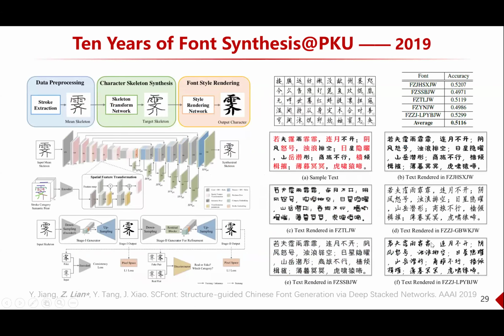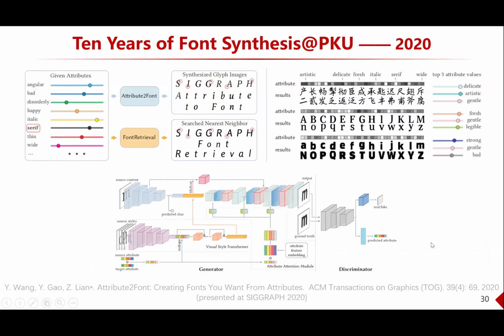And in the same year, we also developed a structural information guided Chinese font generation model based on deep neural networks. The core idea involves a two-stage generation process and a strategy that separately handles the stroke trajectory and outer contours. And in 2020, we proposed Attribute2Font, which utilizes a visual feature transformation model, an attribute attention model, and a semi-supervised learning mechanism to automatically generate fonts with personalized style based on user-given font attribute values.